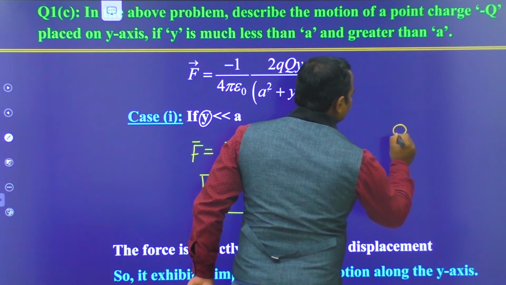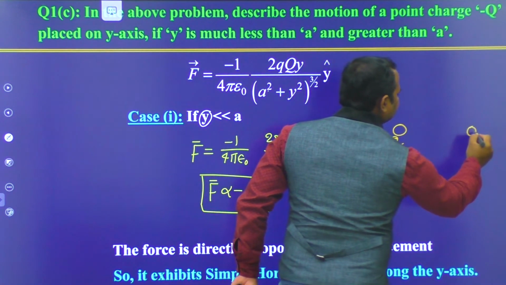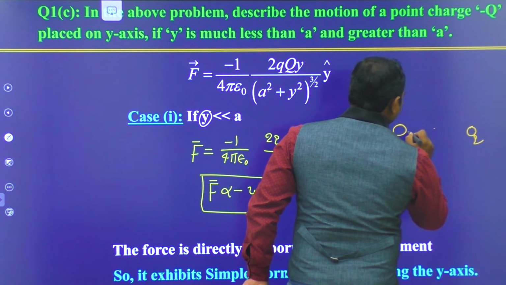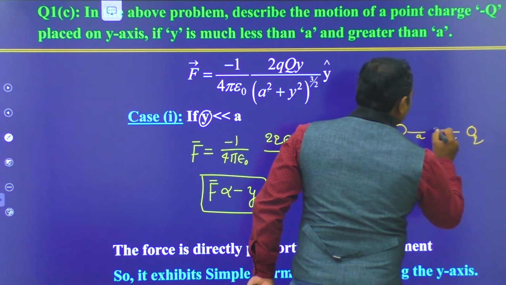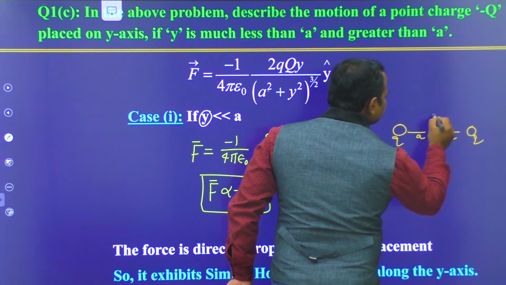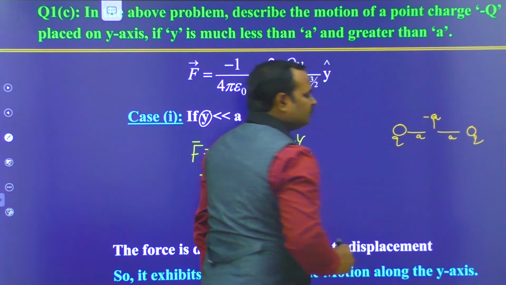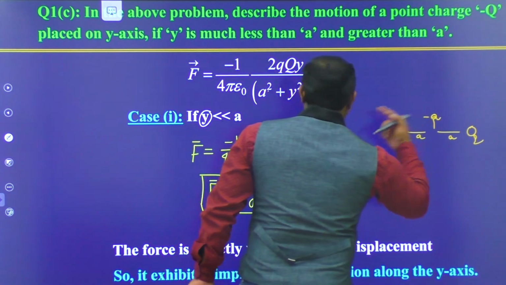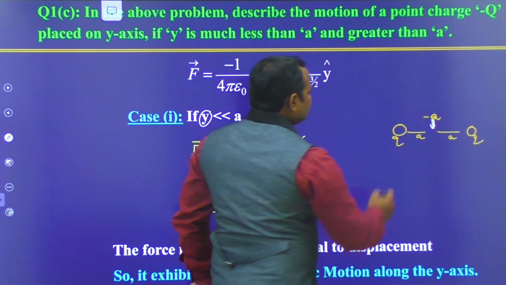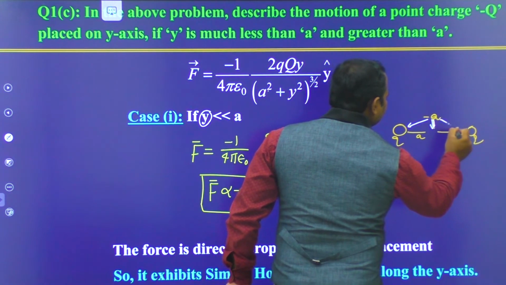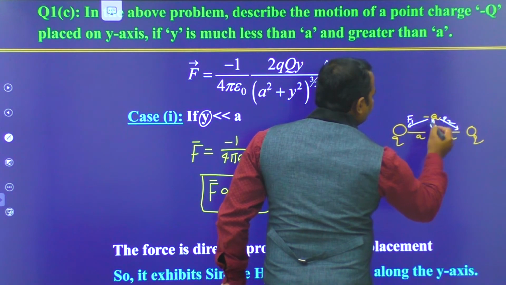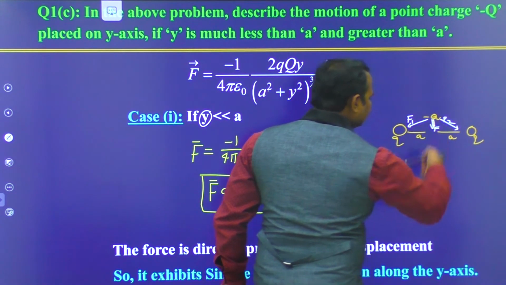Now this is the first charge q, this is the second charge q, and this is a, this is a. Compared to the distance a, the y distance in this direction is very, very small. This is a minus q. We have already seen the resultant force direction: there is a force of attraction in this direction. This is F1, this is F2, and the resultant F will be in the negative y direction.